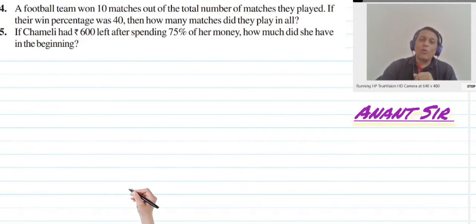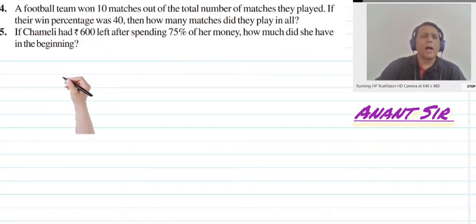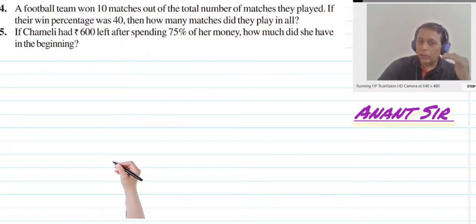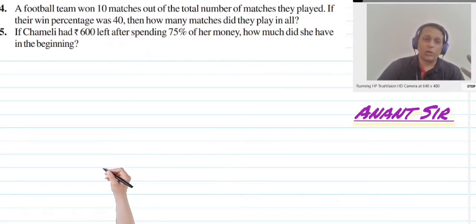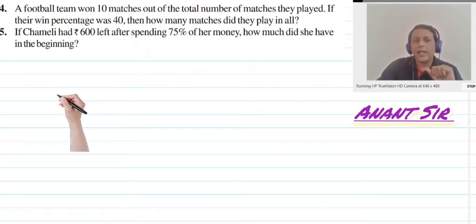So friends, now we are on to question number 4. Let's see how to solve this. A football team won 10 matches out of the total number of matches they played. We don't know how many matches they have played, right? They have won 10 matches. If their win percentage was 40, they are saying they have won 10 matches and that is 40% of the matches they have played, right? How many matches did they play in all?